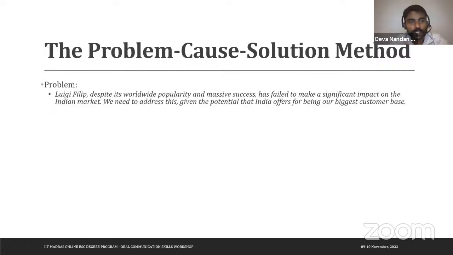So the problem here is that Louis Philippe, despite its worldwide popularity and massive success, has failed to make a significant impact on the Indian market. We need to address this given the potential that India offers for being our biggest customer base. So imagine that you're making this presentation as a lower level manager or a marketing manager to your higher ups in the company called Louis Philippe. This is the problem that you have at hand, and this is what you're stating in your presentation, and this is what you're trying to address.